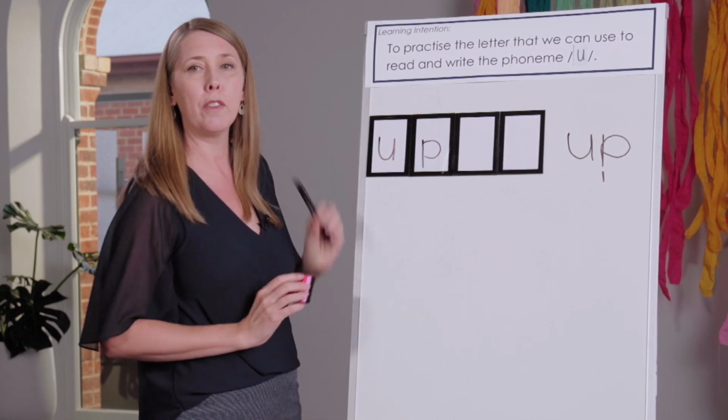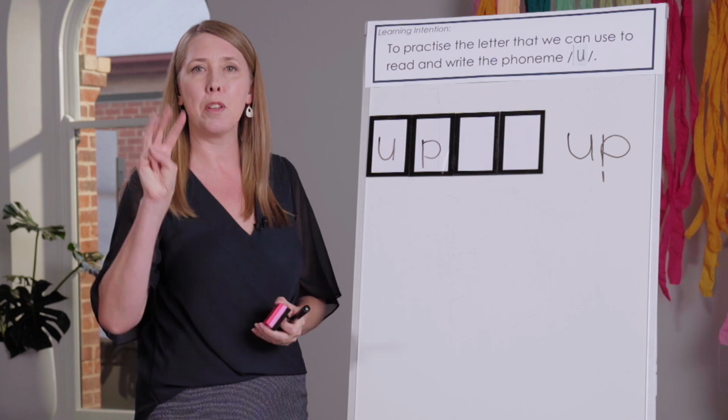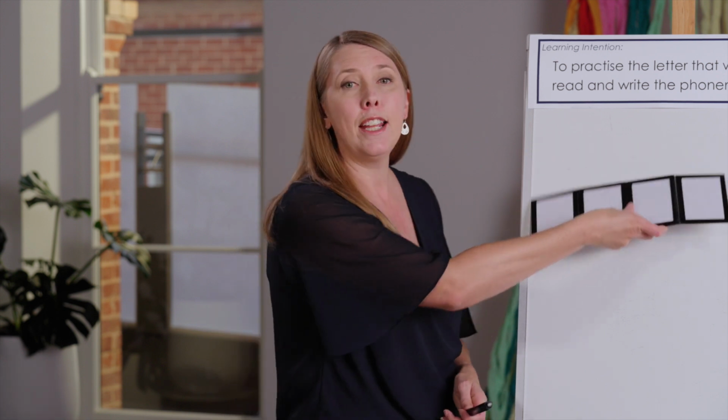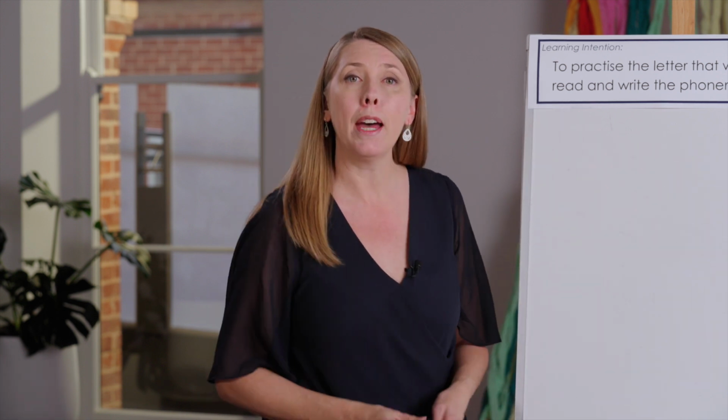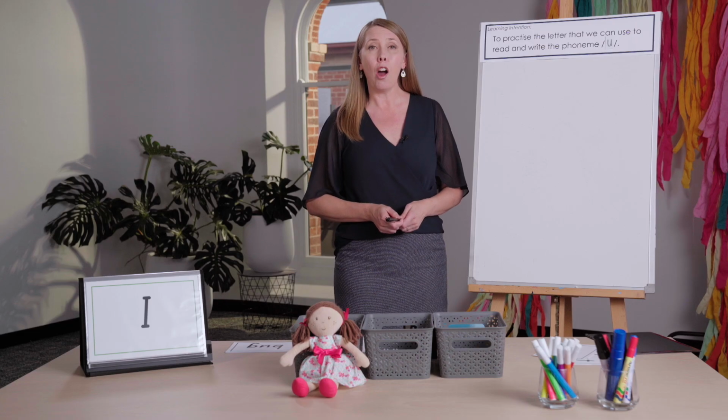We didn't have a word with 4 phonemes this time. We had a word with 2 phonemes and we had some words with 3 phonemes. It's time for some dictation. Today we're going to write a phrase that has words with U in them. Our phrase today is mud on a rug. Say it with me. Mud on a rug.